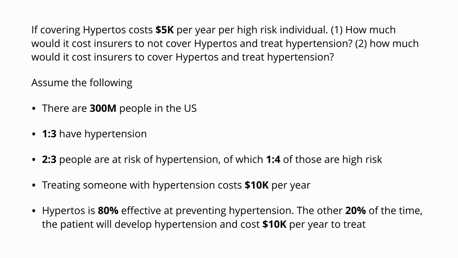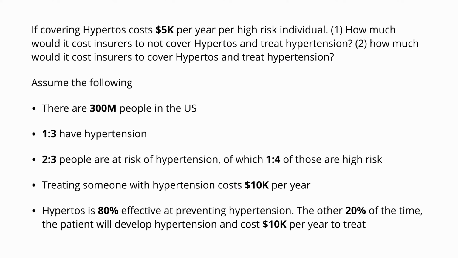If covering Hypertose costs $5,000 per year per high-risk individual, 1. How much would it cost insurers to not cover Hypertose and treat hypertension? 2. How much would it cost insurers to cover Hypertose and treat hypertension?